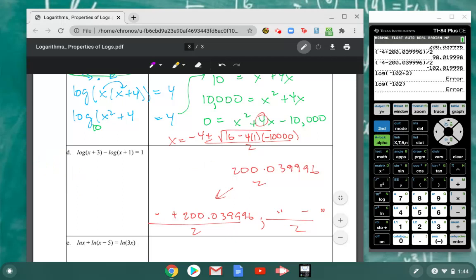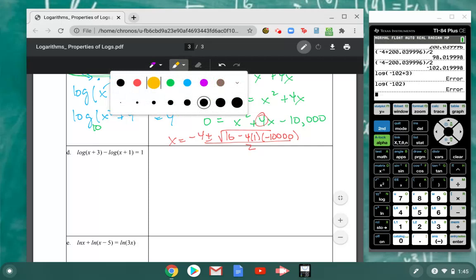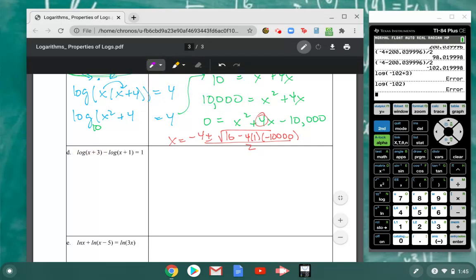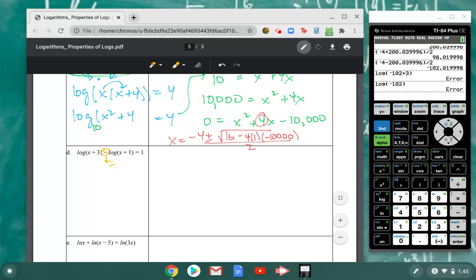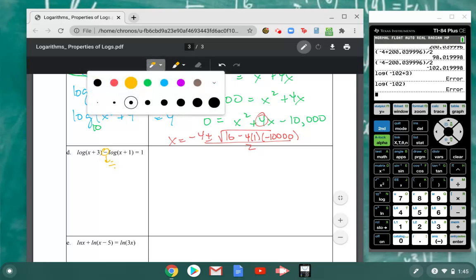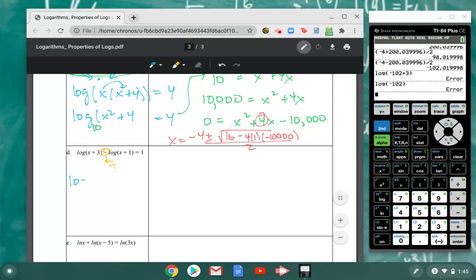You can grab a separate piece of paper here, but I want to make sure I've got enough room to work this next one. So we're watching for negatives. We're following those properties really carefully. In this one, I've got a negative sign in the middle. That one's going to change into a quotient. So I can start by rewriting this. So this is going to be log of x plus 3 in the numerator, x plus 1 in the denominator, equals 1.